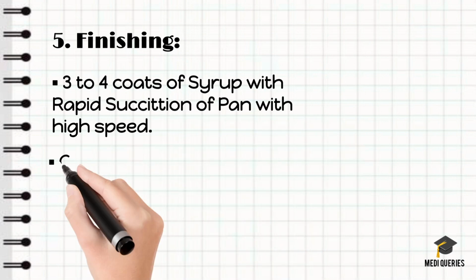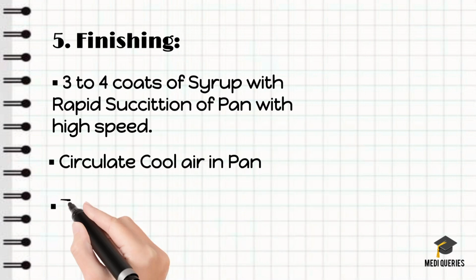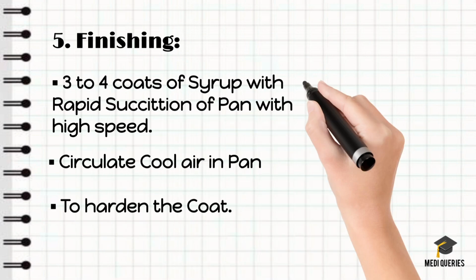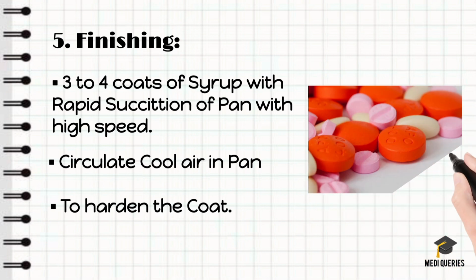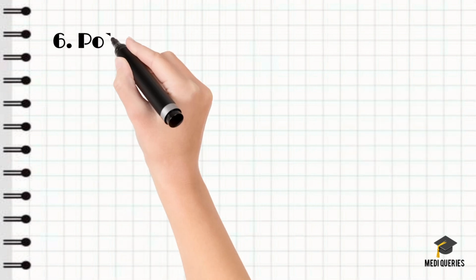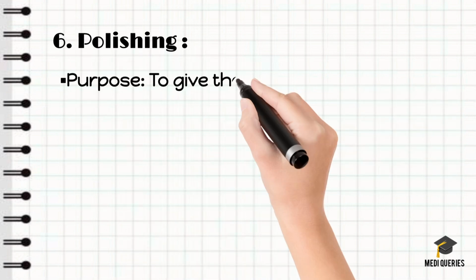Three or four coats of the syrups are applied in the rapid section without dusting powder, and cold air is circulated to dry each coat here. So this forms a hard, smooth coat. At the end of this step we will get hard and smooth coated tablets here. Okay, and the next step is the polishing.